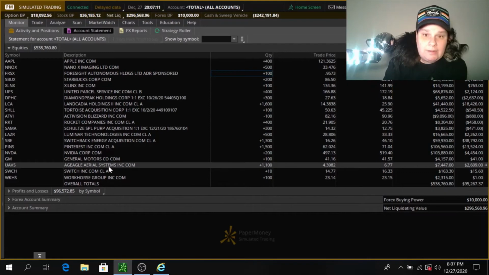Okay, AgEagle Aerial Systems. One of my favorite, actually my favorite drone stock, if you want to know about that. I've talked about it a ton. You've probably heard me go on and on about that. They do drones for agriculture, and also soon they'll be doing drones for package delivery. They manufacture and test them out for other companies to make sure they meet the safety criteria. Very, very important service. The drone age is quickly approaching.